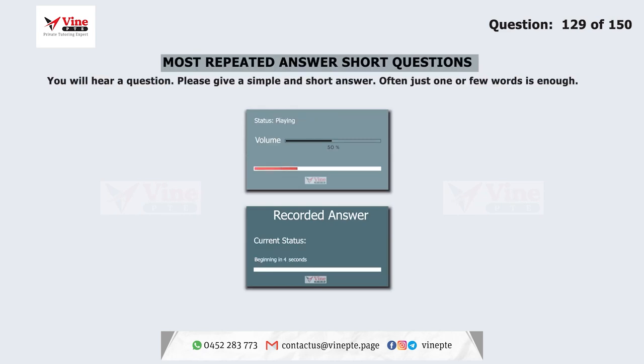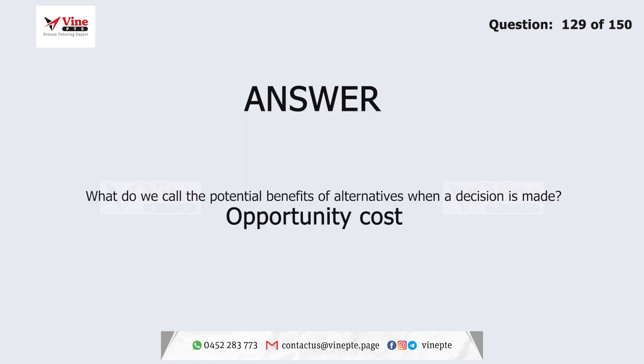What do we call the potential benefits of alternatives when a decision is made? Opportunity cost.